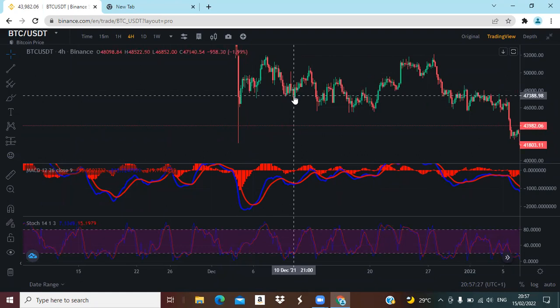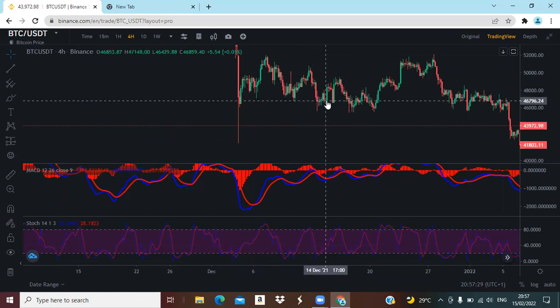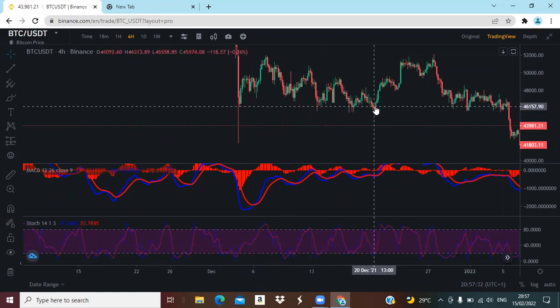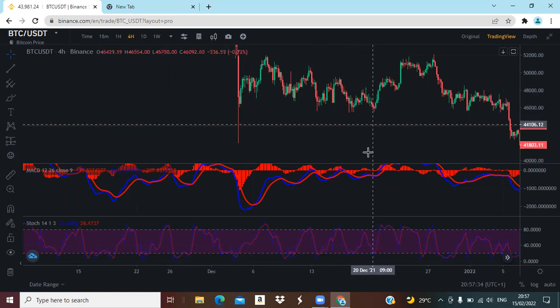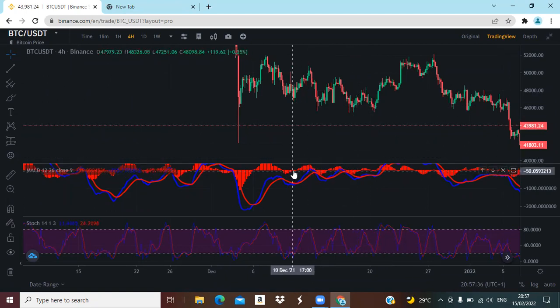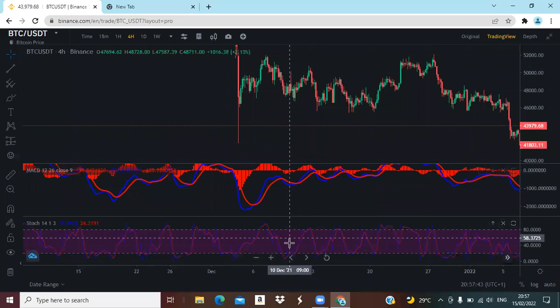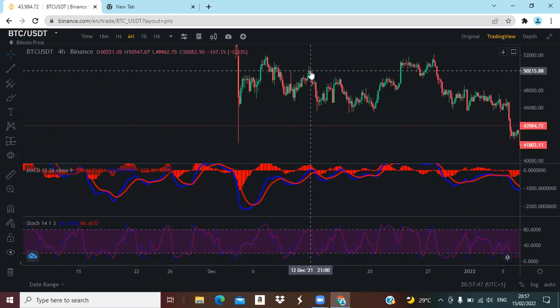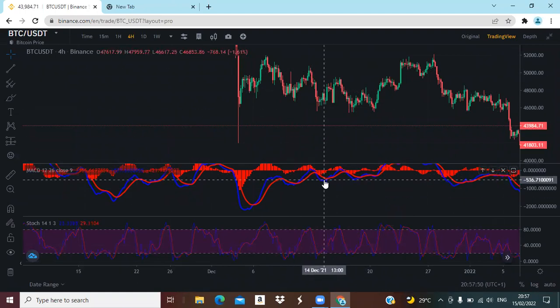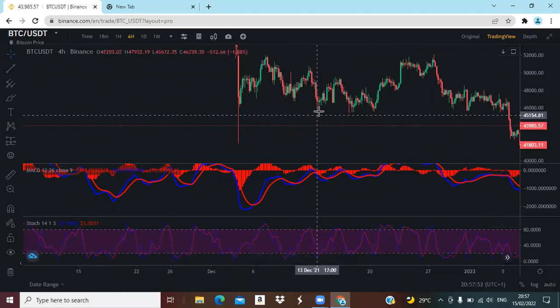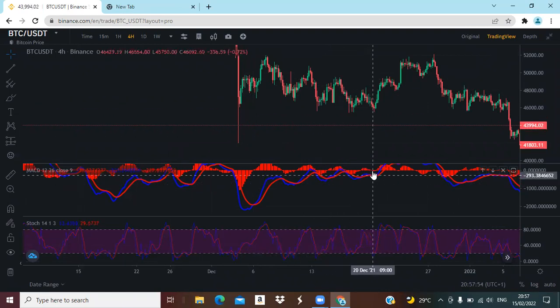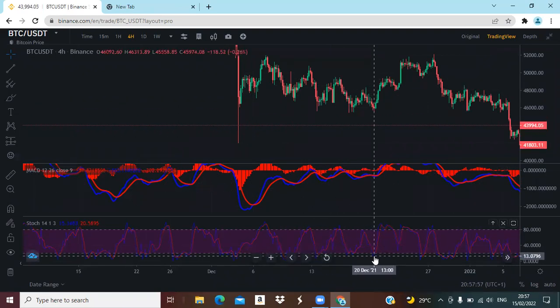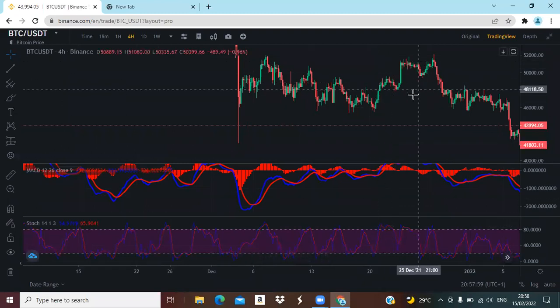This is another perfect place to take a trade with this strategy. Reason why? This is below this point. That is on the negative side of the MACD. At the negative side of the MACD, stochastic at oversold condition, market moves up.